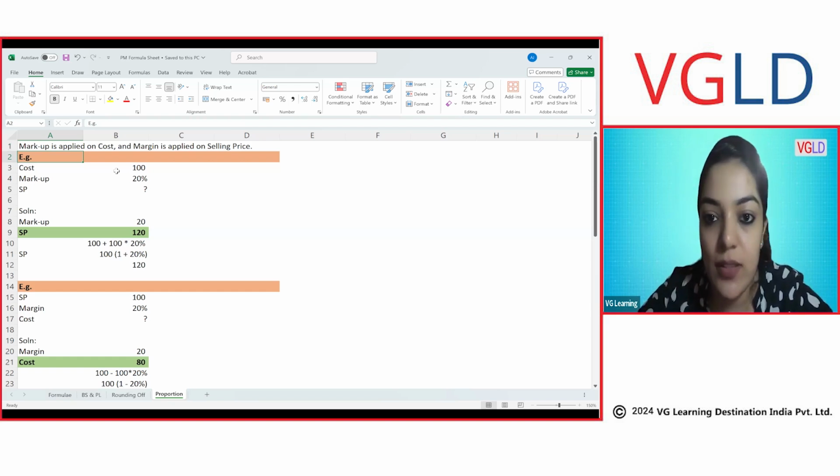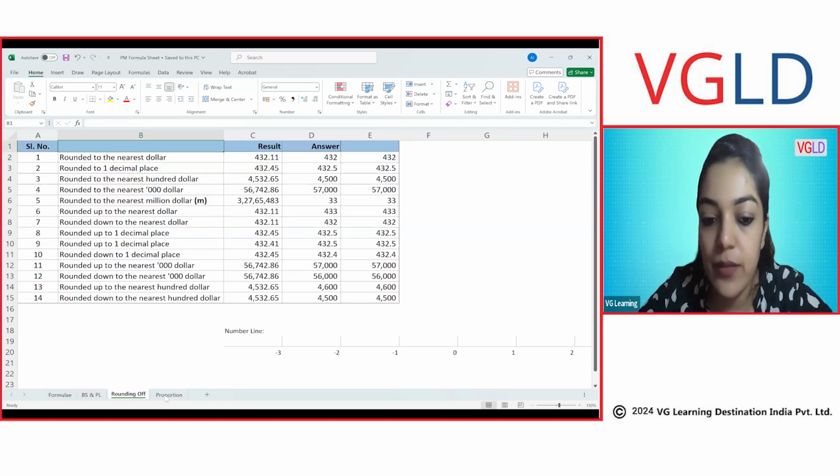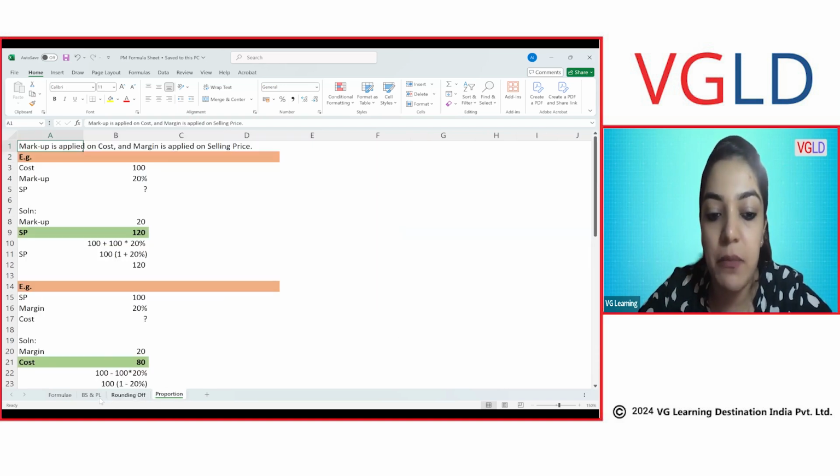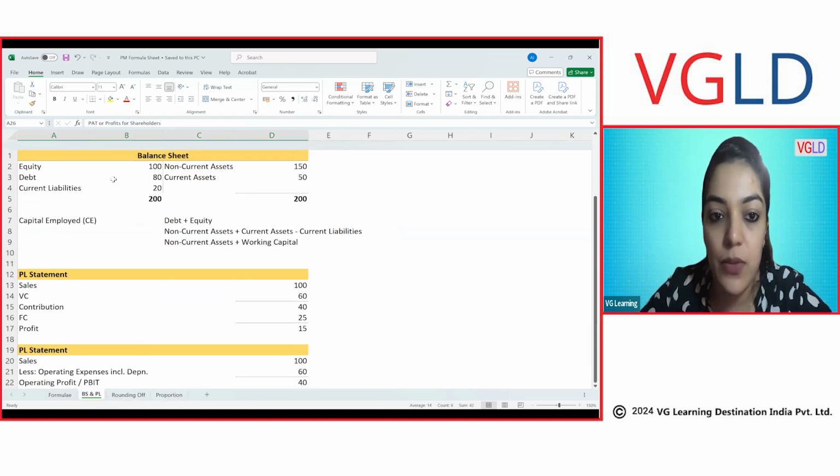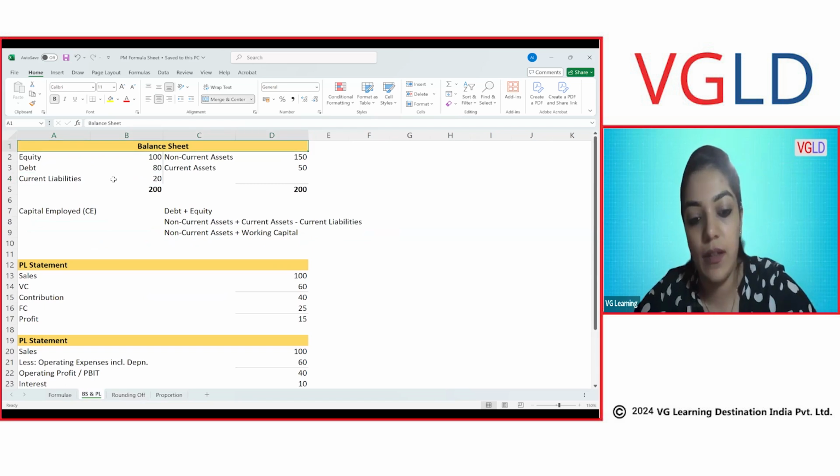Okay, now just to give you a context, yes, you will get this sheet. Yes, so I discussed rounding off over here. It's in the same sheet, so I'll share it across with you, don't worry.